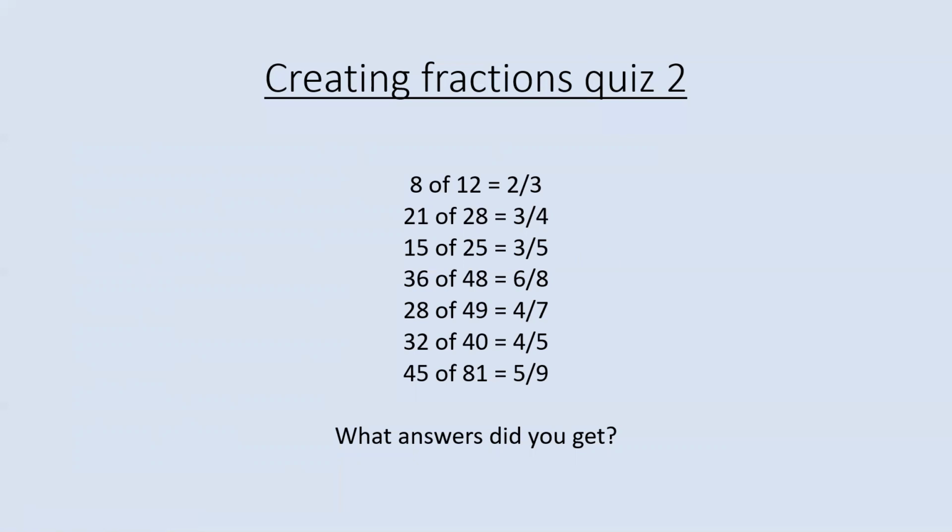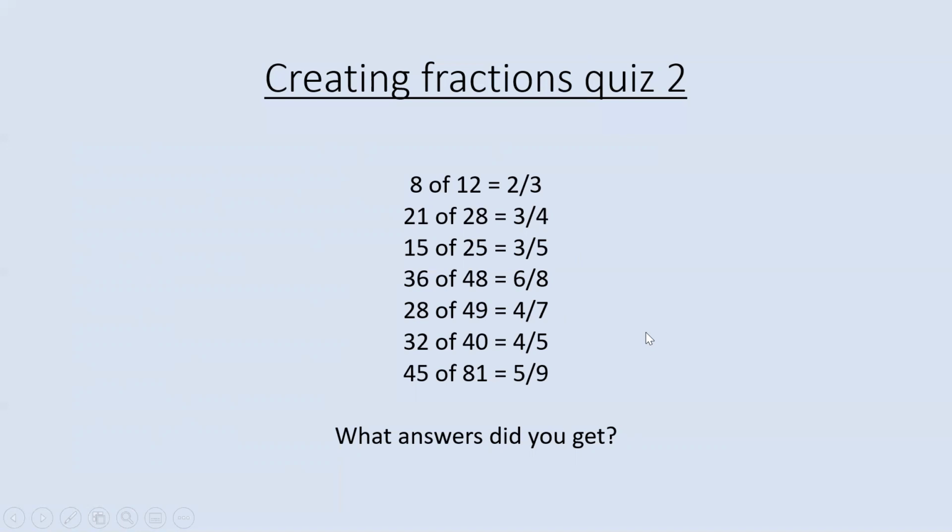36 out of 48, 6 would go into both those numbers, so 36 divided by 6 equals 6, and 48 divided by 6 equals 8. That gave me a final fraction there of 6/8. 28 out of 49, 7 would go into both of those numbers, so 28 divided by 7 equals 4, and 49 divided by 7 equals 7, so that gave a final fraction of 4/7.